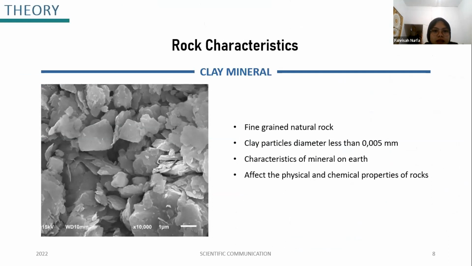The second characteristic is clay minerals. Clay mineral is a type of soft natural rock in the form of fine grains with a diameter of less than 0.005 millimeters. And the clay minerals are a characteristic of minerals on Earth that have varying amounts of ions. The physical and chemical properties of rocks can be caused by the presence of clay minerals in them.